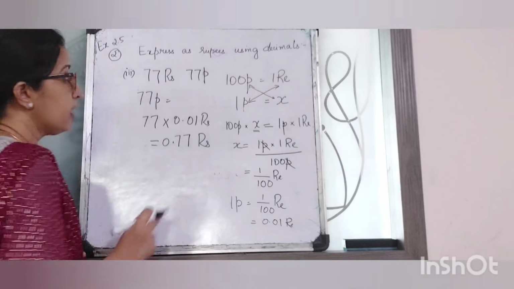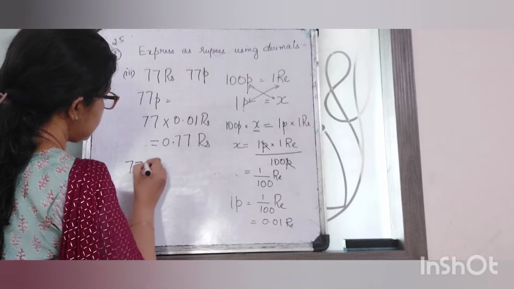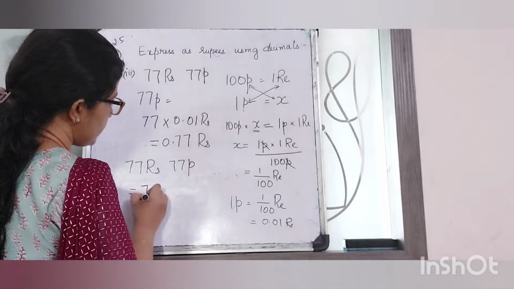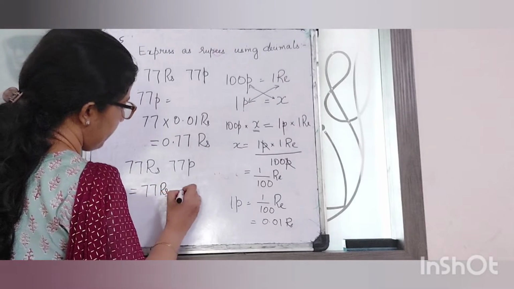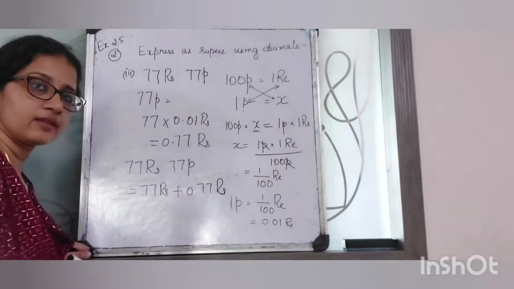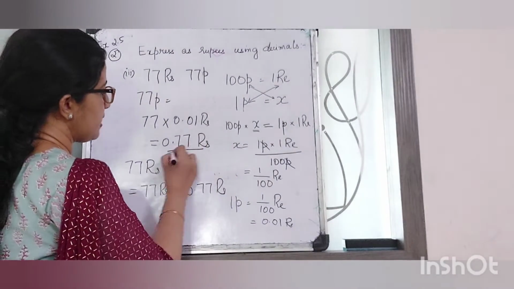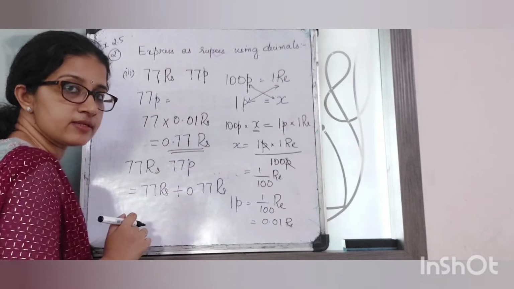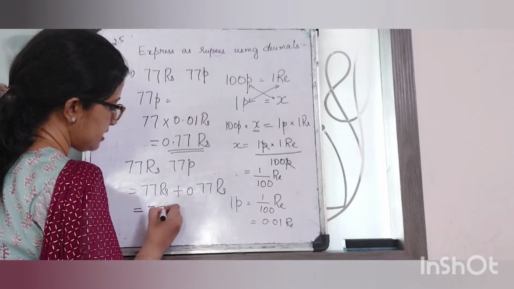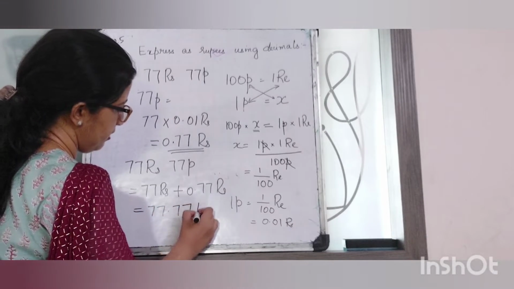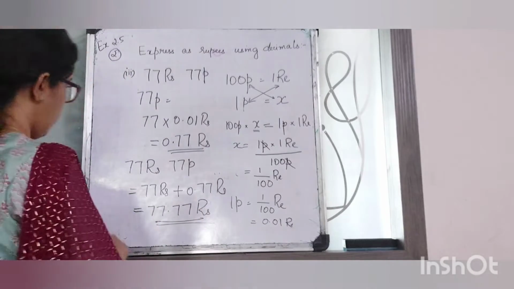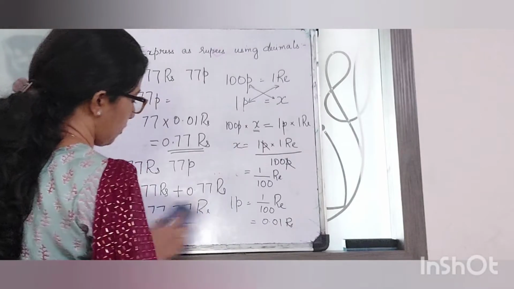0.77 rupees. Okay, now what is the question? 77 rupees and 77 paise is equal to 77 rupees plus 0.77 rupees. Correct? 77 paise, we got the answer as 0.77 rupees. So we have to add these two and the answer will be 77.77 rupees. Clear? Okay. Let's see the next problem.